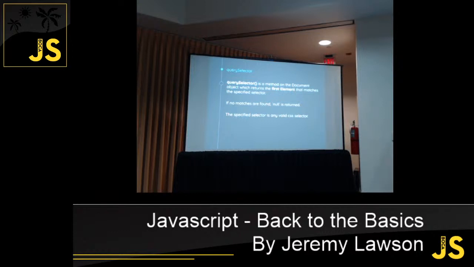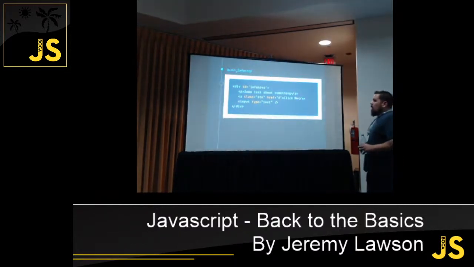All right, so the first one, the query selector is a method that returns the first item it encounters in the DOM. If no matches are found, null is returned. As I said, the specified selector is any valid CSS selector. Here's some HTML. Nothing scary. We've all seen HTML like this before. It's super special.